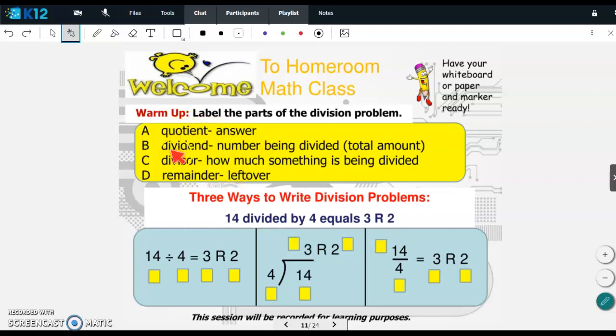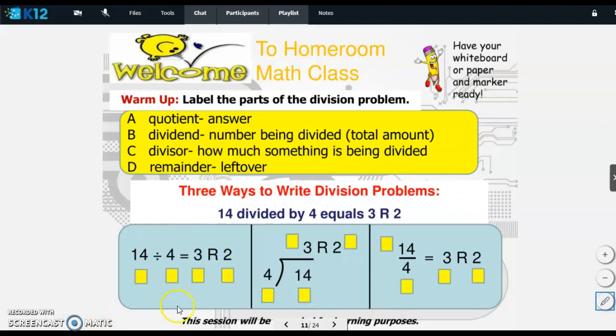Here is a quick review of the different labels of a division problem. Quotient is the answer, dividend, the number being divided, divisor, how much something is being divided, and the remainder is the leftover. So if you had this at home, what parts would be A, what parts would be B, C, and D? Go ahead and pause it here and check it. And then when you're ready to check it, go ahead and press play.